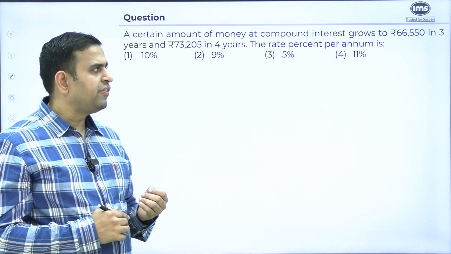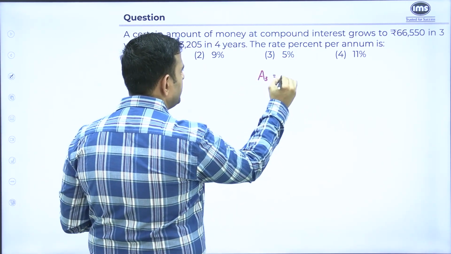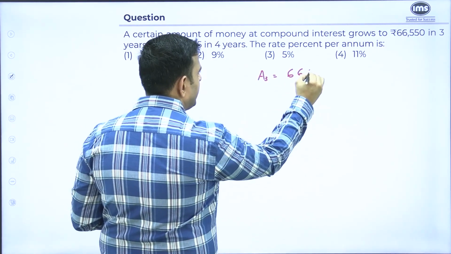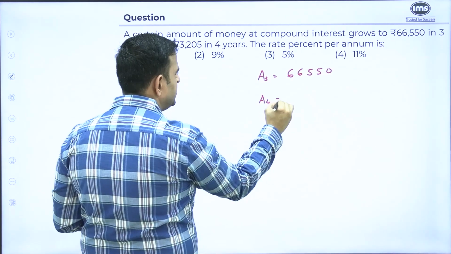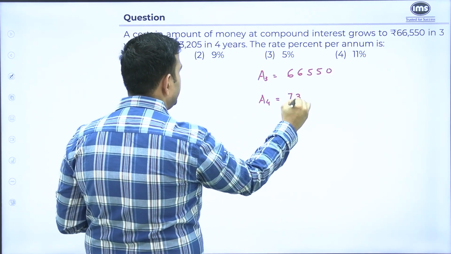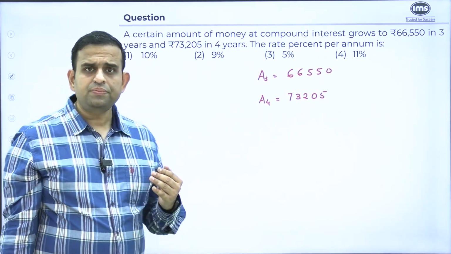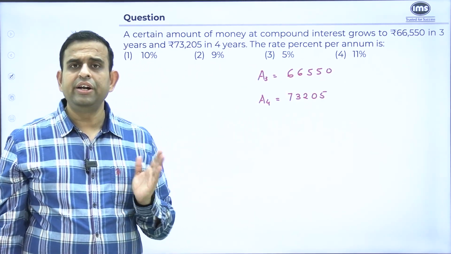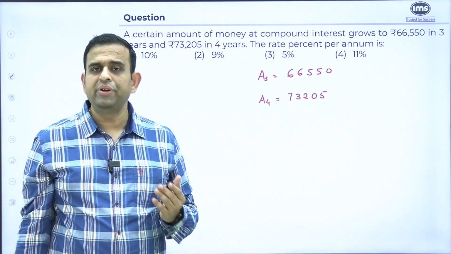So understand what is given to you is that the amount at the end of 3 years happens to be nothing but 66,550. The amount at the end of the 4th year is equal to 73205. Now please note that in the 4th year, the interest earned is nothing but on the amount at the end of the previous year.